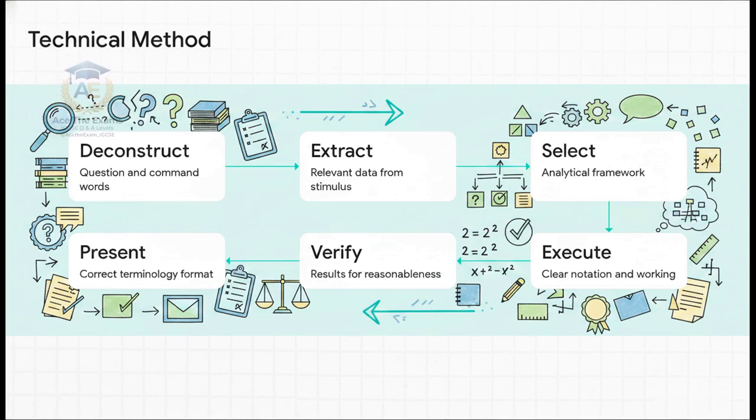Step 4, execute with clear notation. Don't just scribble numbers, show you're working logically. Step 5, verify the results for reasonableness. Does a massive inventory write-down make sense for a company that just launched a new product? And Step 6, present with correct terminology.